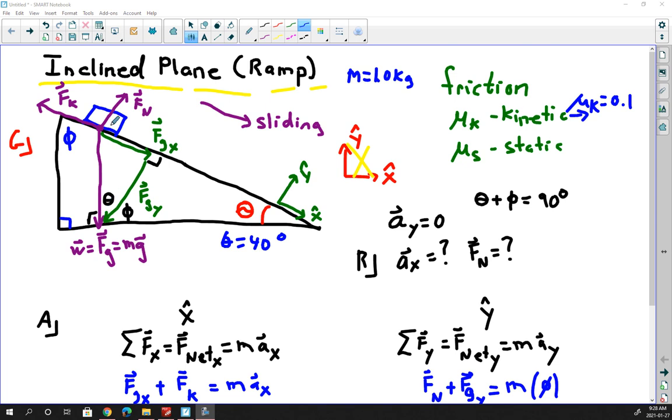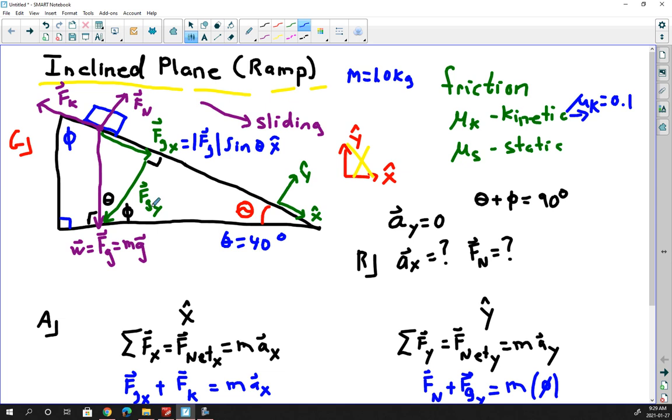So take a look at force of gravity x component. It's towards the positive x hat direction down the plane. It is most definitely opposite to theta. So it becomes magnitude of force of gravity times sine theta, and that'll be in the x hat direction.